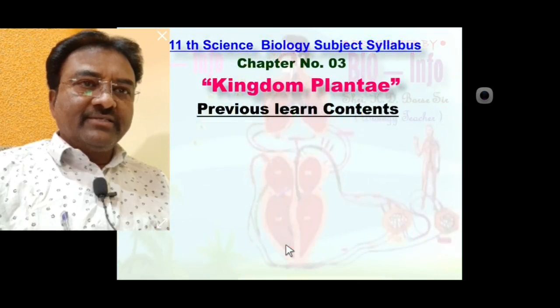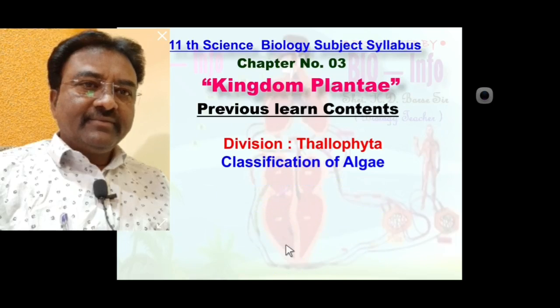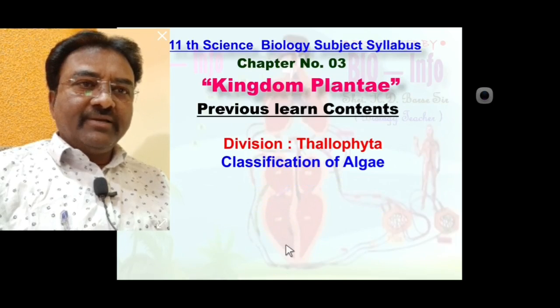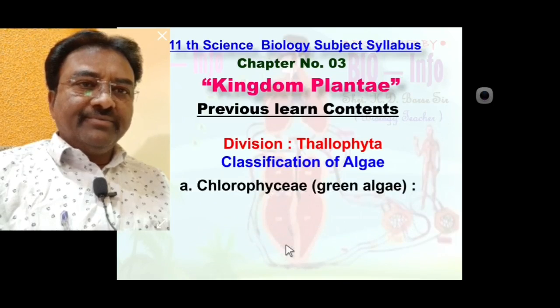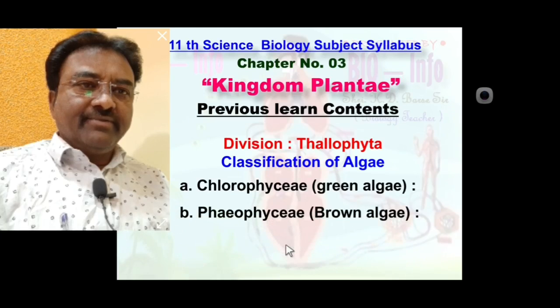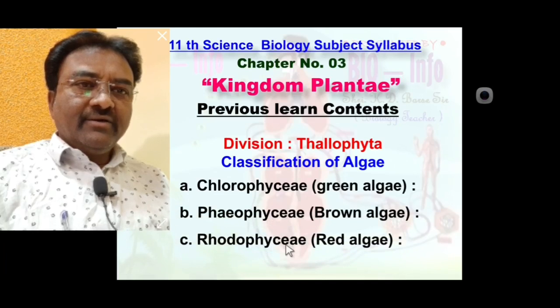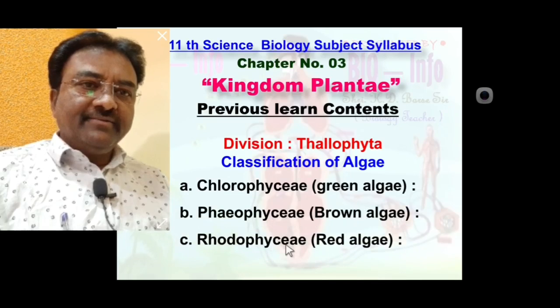In the previous lecture we learned kingdom Plantae, content concept, division Thallophyta. Classification of algae consists of three groups: Chlorophyceae, green algae; Phaeophyceae, brown algae; and Rhodophyceae, red algae.